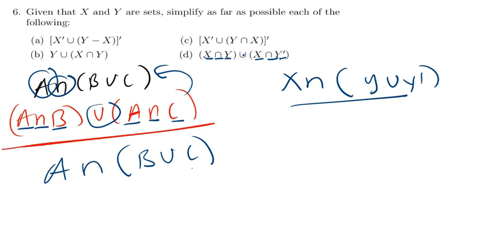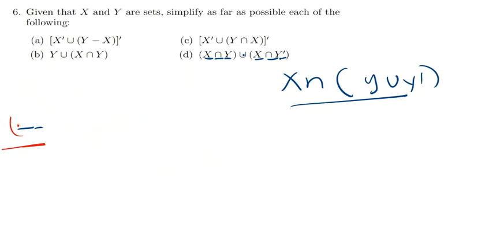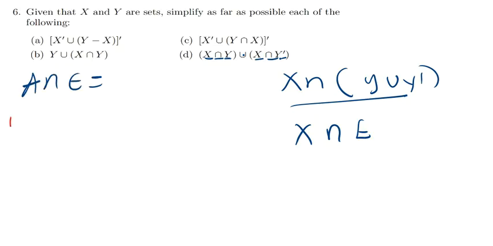We are now good to go. Yes, sir, we are good to go. Thank you. What is Y union Y complement? I talked about this just a few minutes ago. What is Y union Y complement? Universal set. A intersection universal is A. So what is X intersection universal?